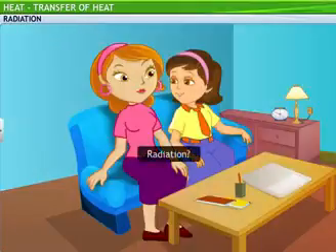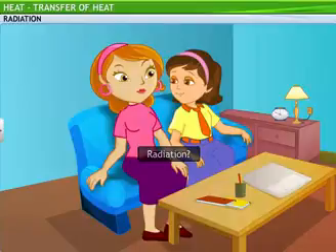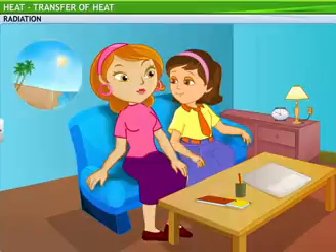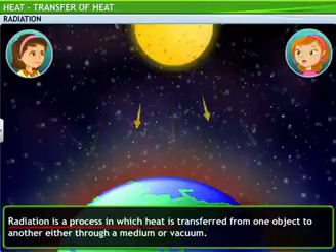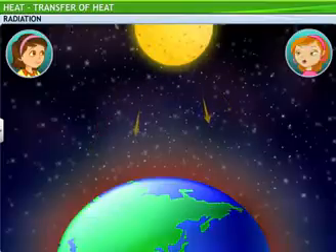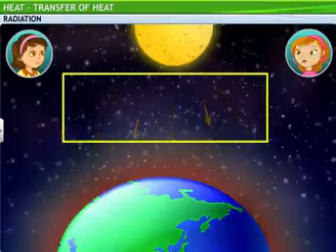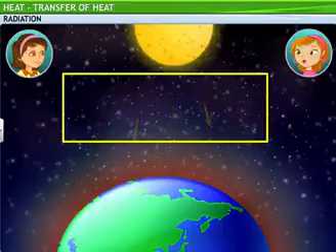What exactly is radiation, Mom? I think I've heard the term before. You would have heard the term being used with regard to the sun's radiation. Radiation is a process in which heat is transferred from one object to another either through a medium or vacuum. So, the remarkable thing about radiation is that heat is transferred even in the absence of a medium.